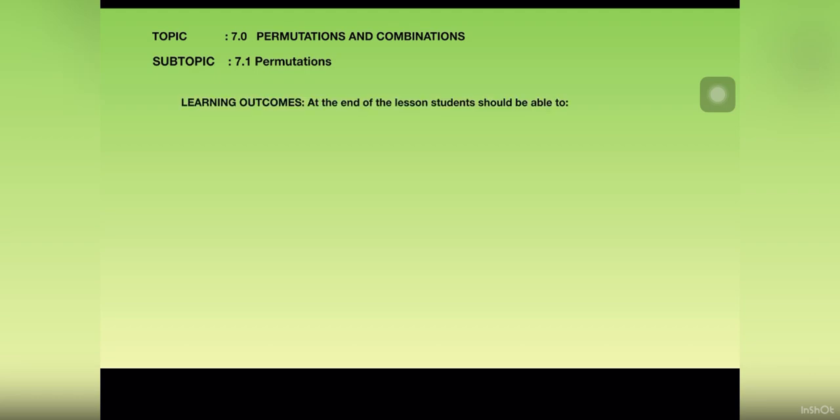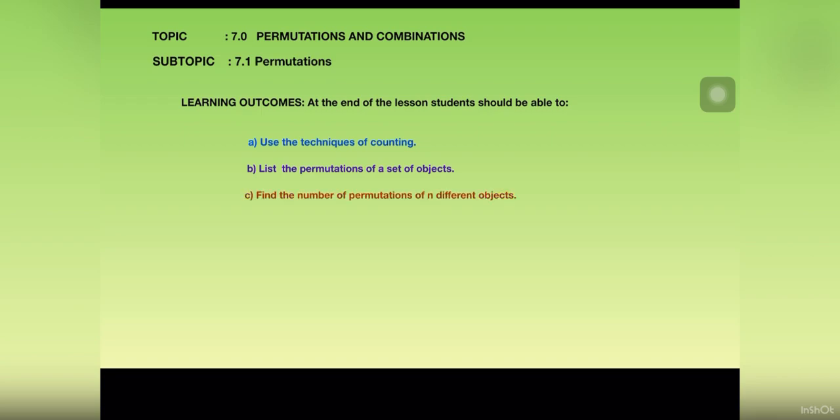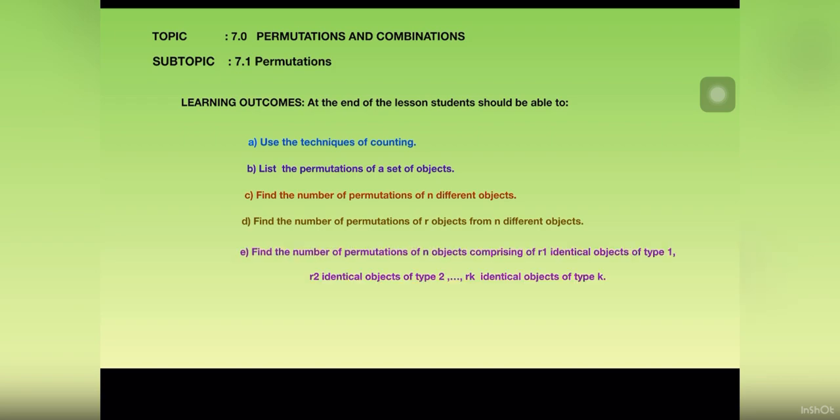At the end of the lesson, students should be able to: A. Use the techniques of counting. B. List the permutations of a set of objects. C. Find the number of permutations of n different objects. D. Find the number of permutations of r objects from n different objects.